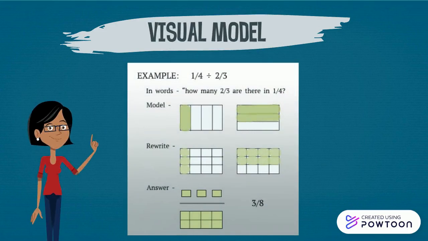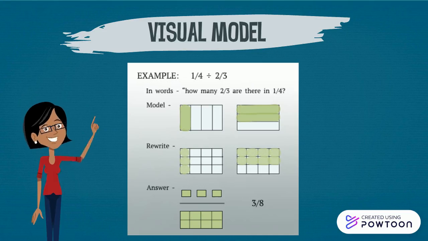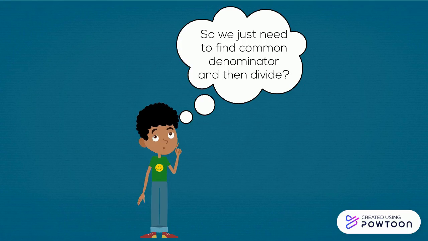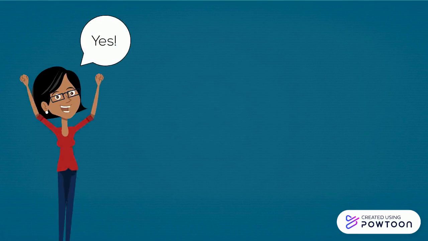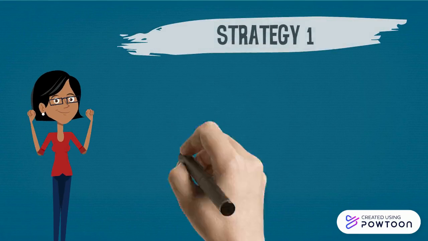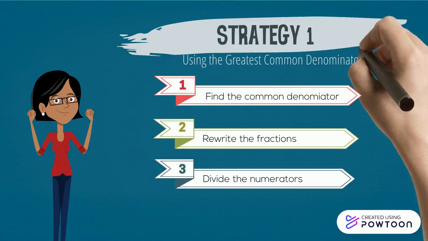Look at the example 1/4 divided by 2/3 and represent that with rectangles. Common denominator of 4 and 3 is 12. So for 1/4 we have 3/12, for 2/3 we have 8/12, and if we divide those two numbers we get 3/8. So you might ask, we just need to find a common denominator to divide? Yes, exactly.